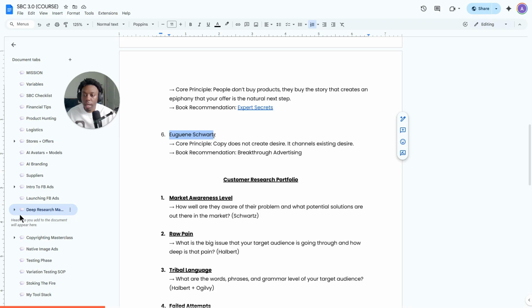And then Eugene Schwartz, probably one of the most important when it comes to Facebook marketing. His strategies are actually from before Facebook was even a thing, but they are some of the rudimentary, fundamental things. When we talk about desires, those types of desires that every customer has, copy does not create them. It actually just channels existing desires. Going after people with an already rudimentary desire and helping them understand how our product can help with that desire. Breakthrough Advertising, absolutely great book. It's kind of hard to find. I don't know why or how, but you can just Google it and you'll pretty much be able to find it. So that shouldn't be too hard.